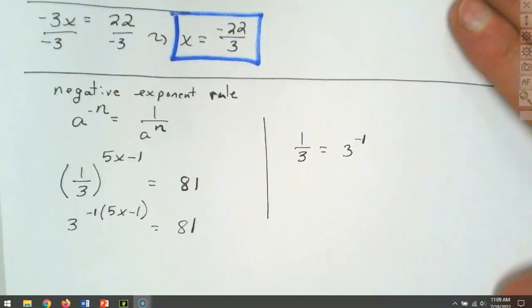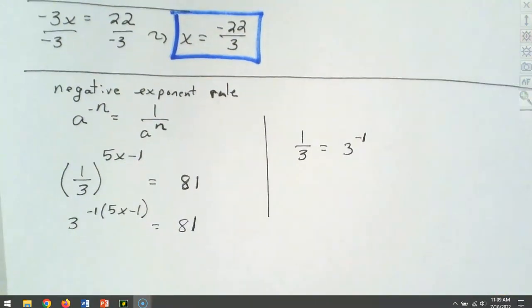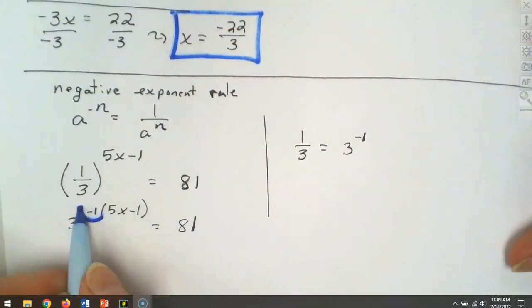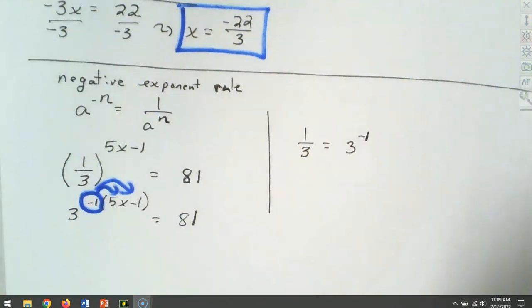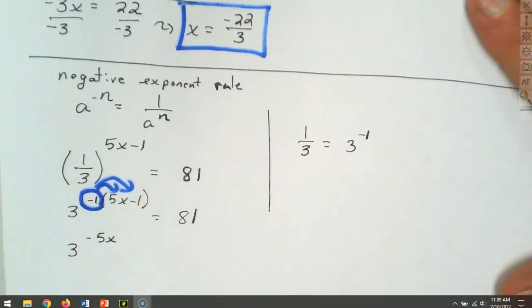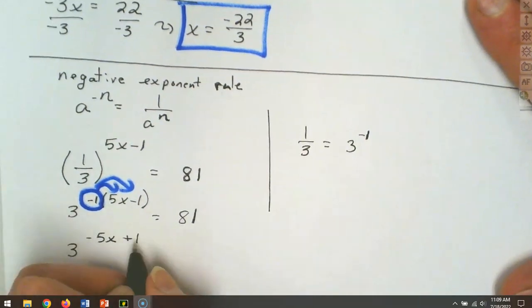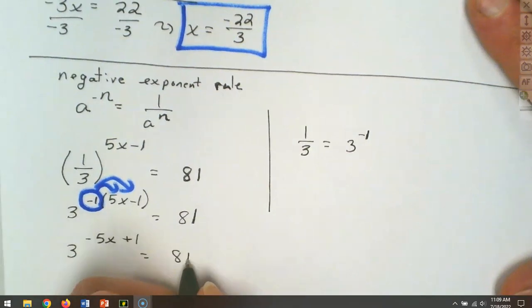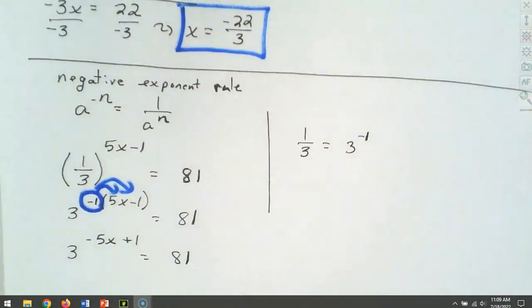Is everyone okay with that so far? So we just rewrote it. Now, so we don't make a mistake with these later steps, I'm going to go ahead and distribute that negative 1 through, and then we're going to see what we've got. That's going to make it minus 5x plus 1 equals 81. And now we should kind of know what to do.